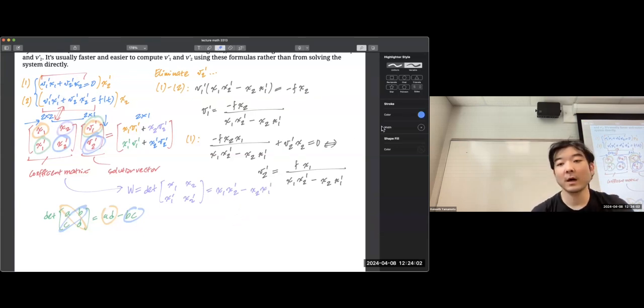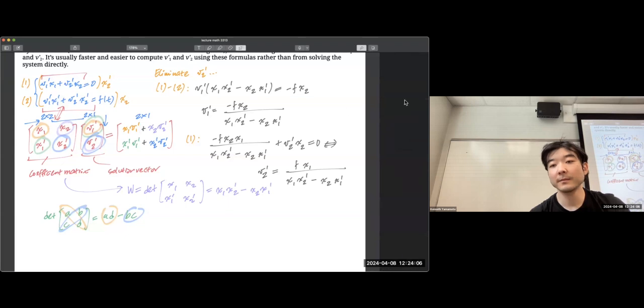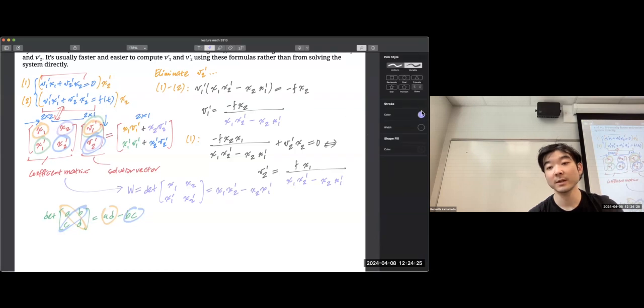Okay, so if you look at these denominators, I'll make them purple so that's very obvious. These are actually exactly the determinant of the coefficient matrix. So you see x1 x2 prime minus x2 x1 prime. These are the determinant of the coefficient matrix, which is the Wronskian. So I'll just say this is called the Wronskian.